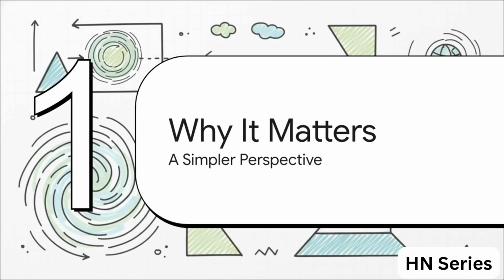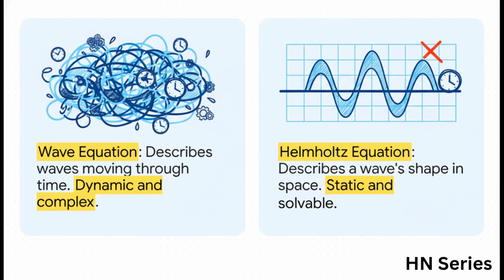Okay, so we've seen all these incredible applications. Let's zoom out a bit and get to the real heart of it. What is it that makes this one little equation so unbelievably powerful? This right here, this is the genius of the whole thing. On one hand, you have the general wave equation. It's dynamic, it's describing waves moving through time, and honestly, it's a huge headache to solve. But on the other hand, you have the Helmholtz equation. It makes this brilliant trade-off. It says, let's forget about time for a second and just focus on the wave's shape in space. And suddenly the problem becomes static. It becomes solvable. It becomes a map we can actually read.